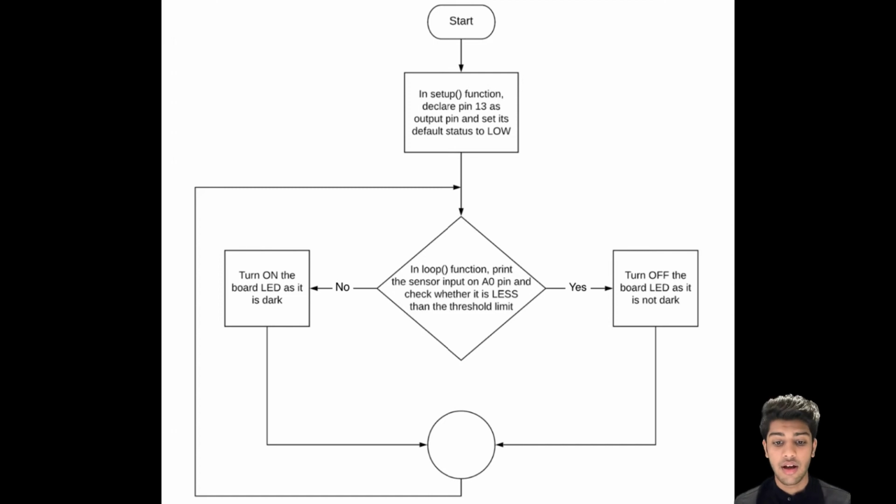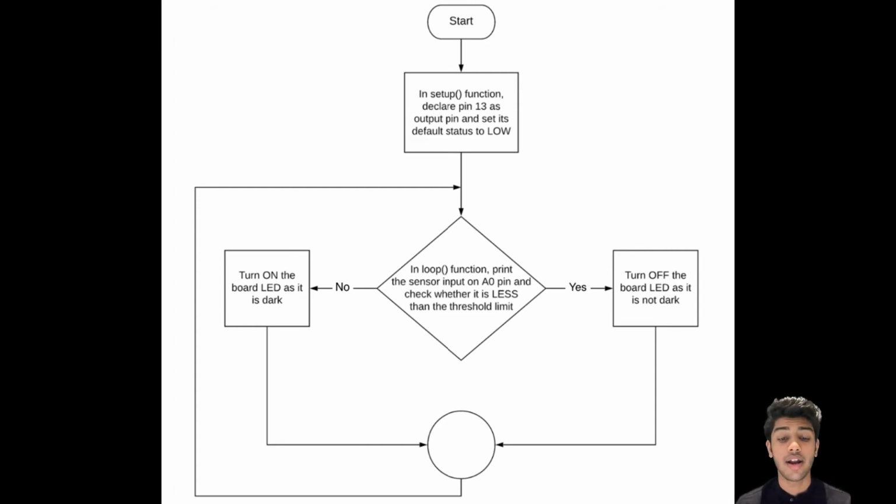We'll be checking if the sensor input that we get with the help of the analog read function is less than the threshold limit, and let's say our threshold limit is 500. If it is less than that, we know that there is daylight, there is brightness, so we turn off the onboard LED. And if it is more than that, let's say around 900 or maybe even 1000, that means it's pitch black, and in this case we want to turn on the onboard LED.